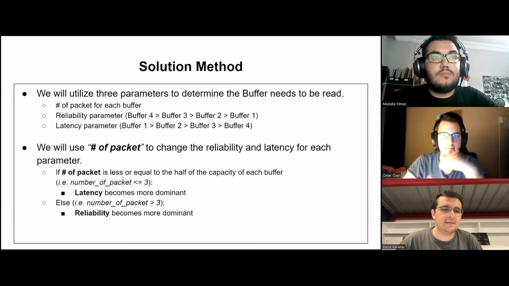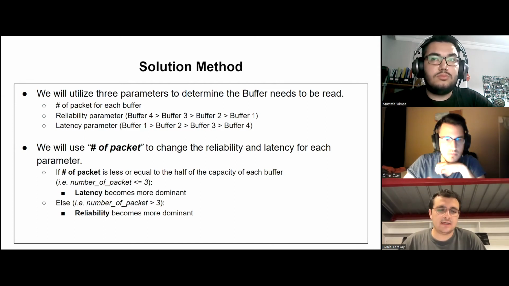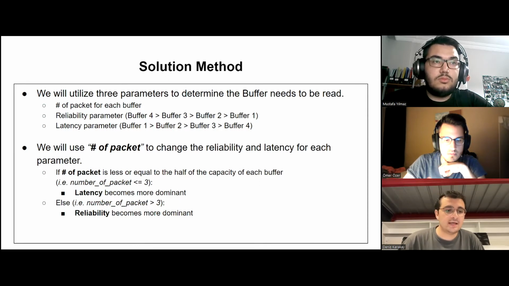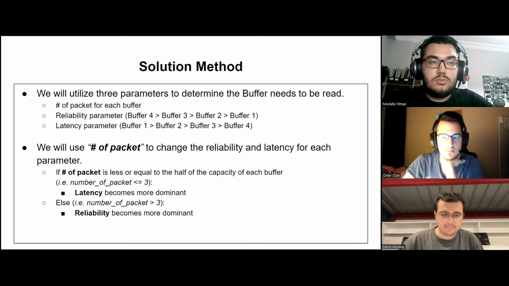Our solution method is based on the combination of 3 parameters in order to determine which buffer needs to be read. These 3 parameters are the number of packets for each buffer, the reliability parameter, and the latency parameter that I talked about. We use the number of packets to determine the dominancy of latency and reliability. If the number of packets is less than or equal to 3, half of the capacity of each buffer, that is 6 in our case, the latency becomes more dominant, and otherwise the reliability becomes more dominant.